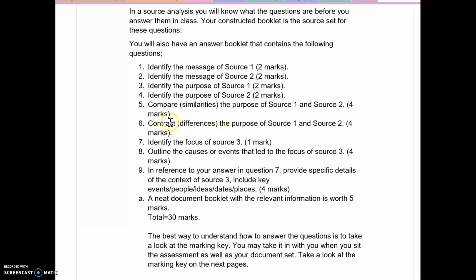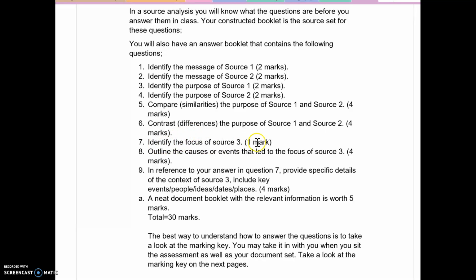Then you've got to list the differences between the purpose of source 1 and source 2. So when you're constructing your booklet, you've got to make sure that there are some differences between purpose. And we'll look at purpose in a little bit more detail in a minute. It's just to start thinking about how you're going to set out these sources in the best way that you can answer the questions.